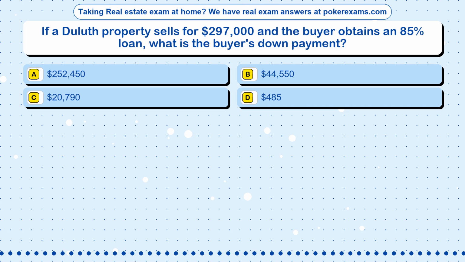Question 38. If a Duluth property sells for $297,000 and the buyer obtains an 85% loan, what is the buyer's down payment? Option A. $252,450. Option B. $44,550. Option C. $20,790. Option D. $485.